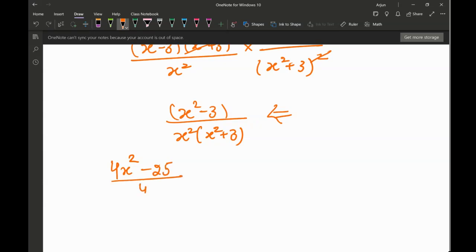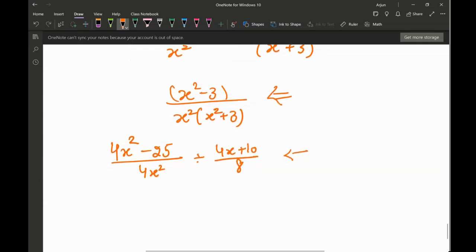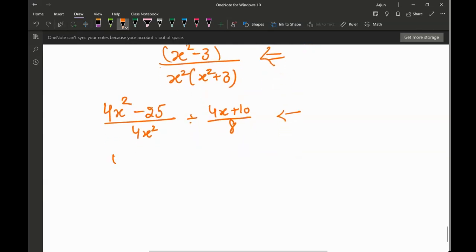And it's 25 upon 4x square divided by 4x plus 10. I will encourage you guys to pause your video and try to do it yourself. Think about it. What will be your strategy? Okay, welcome back. I can convert this top into some kind of a difference of squares. Before that, I can convert this into multiplication and flip the second term.